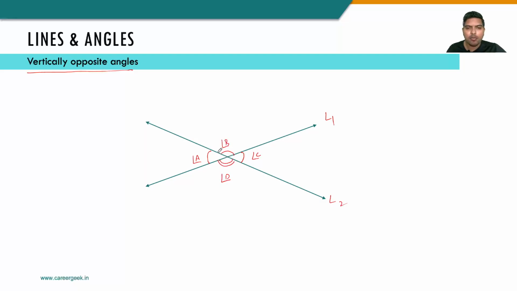Vertically opposite angles means angle A is the same as angle C. This happens only when two straight lines are intersecting, right? And angle B is equal to angle D. For every one intersection, you get two vertically opposite angle pairs.